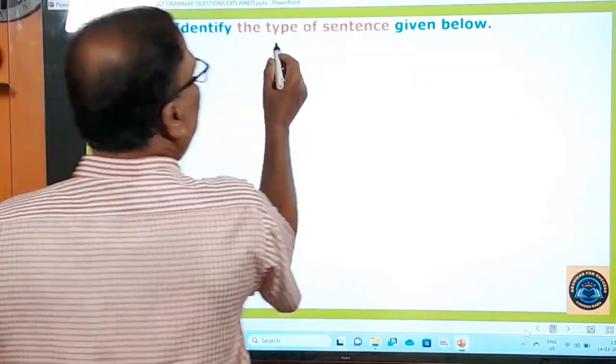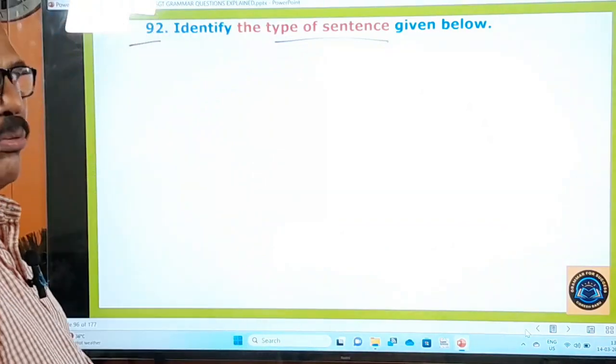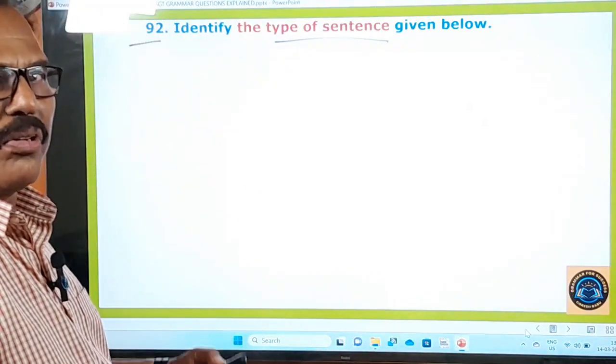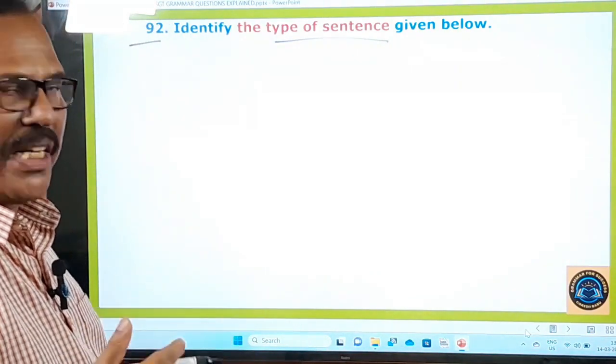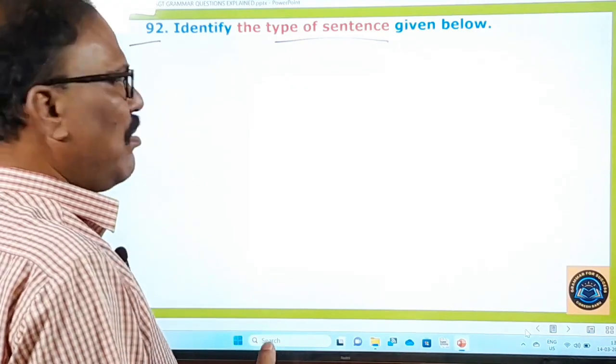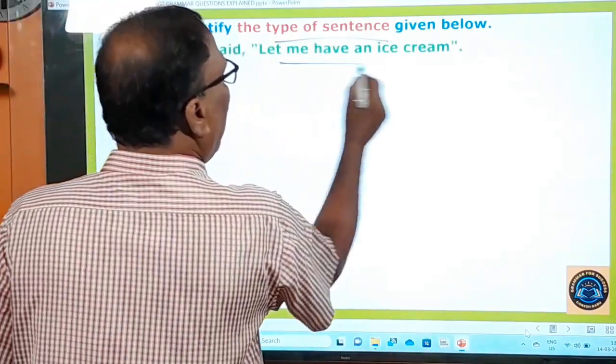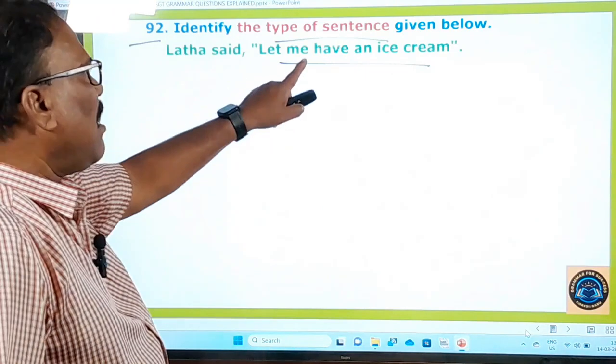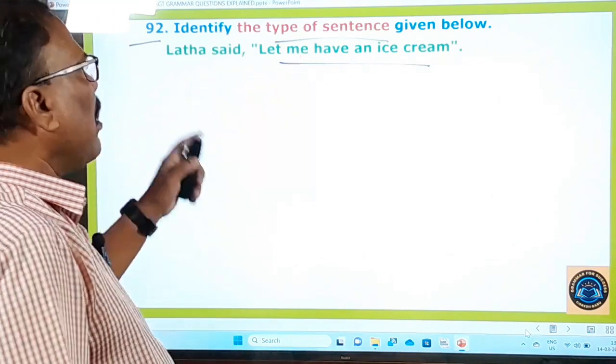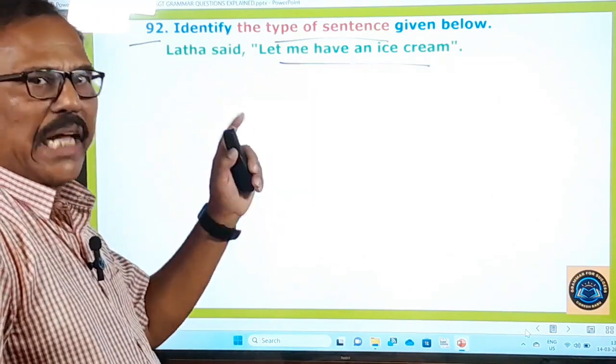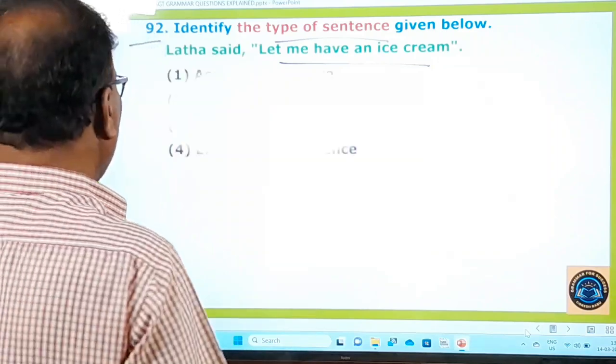92nd one. Identify the type of sentence given below. He is asking you to choose the type of sentence of the given sentence. Okay. Lata said, "Let me have an ice cream." This is the sentence. What kind of sentence is that? What type of sentence is that? Let us look at the options.